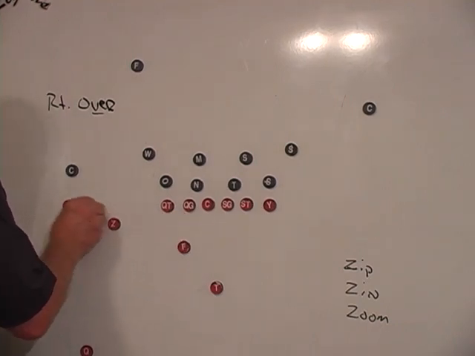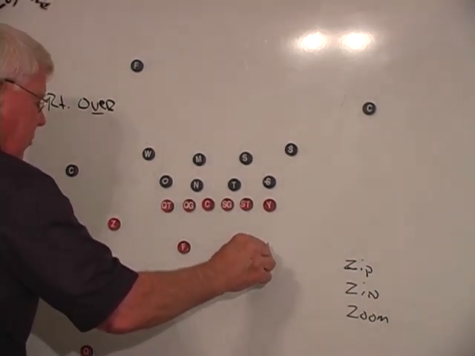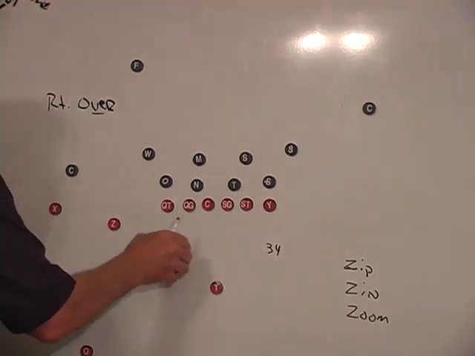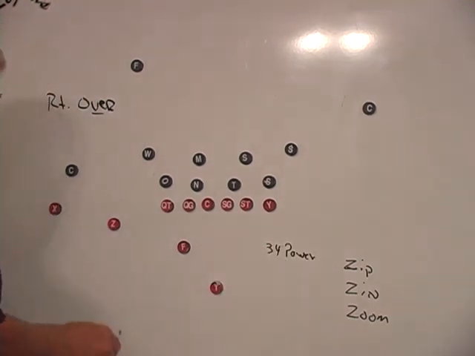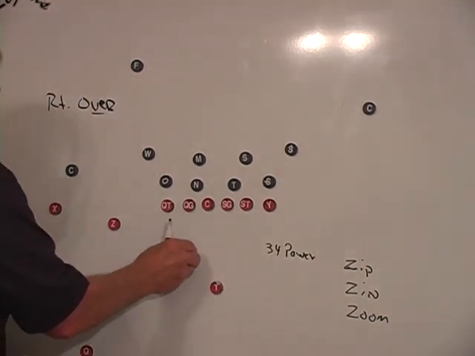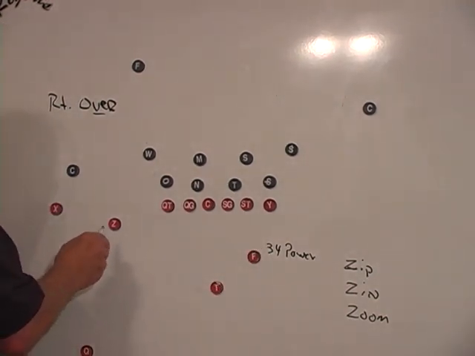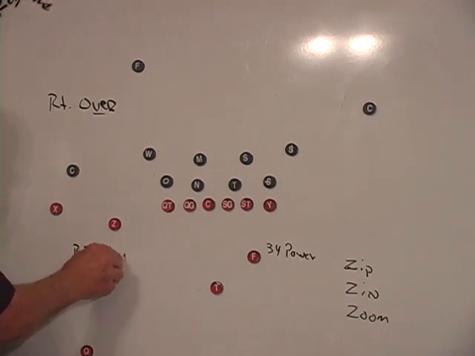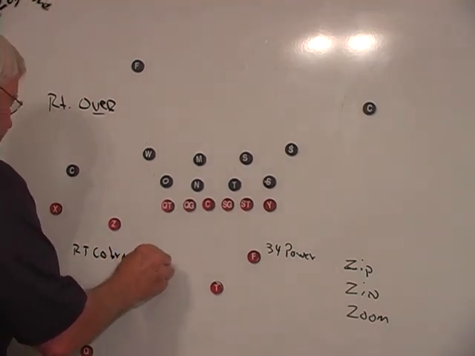Now, if he were in Cobra to start with, and let's say that we're running 34 power, and I'm going to talk about this more later, but we would start here like this. And in this particular case, we are in right, Cobra, zip, 34 power.